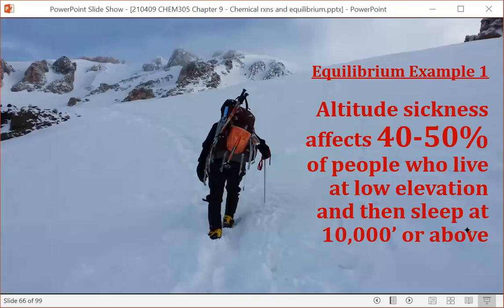So example one of equilibrium. Altitude sickness. It affects about 50% of people who live at low elevation and then sleep at 10,000 feet or above.